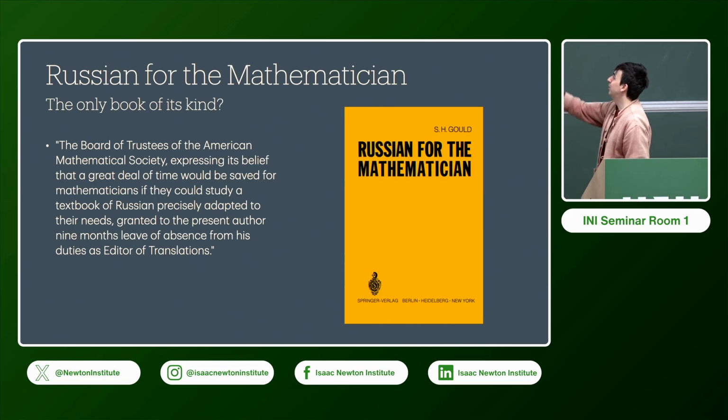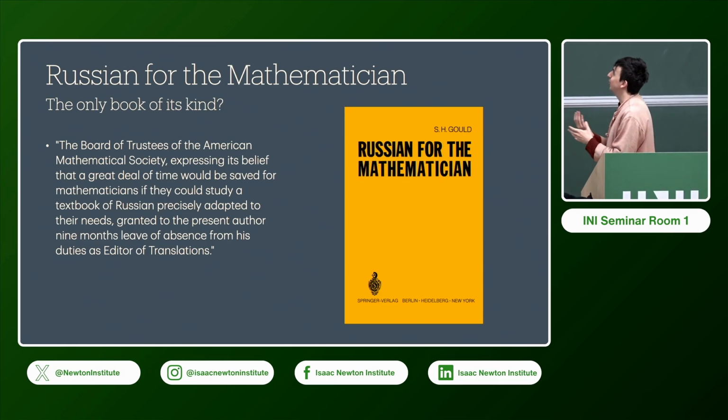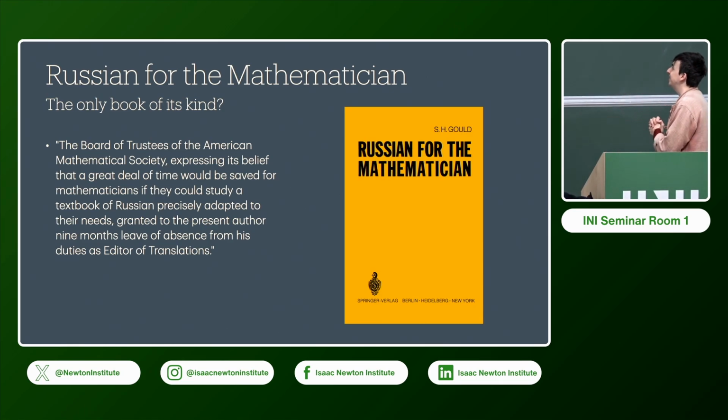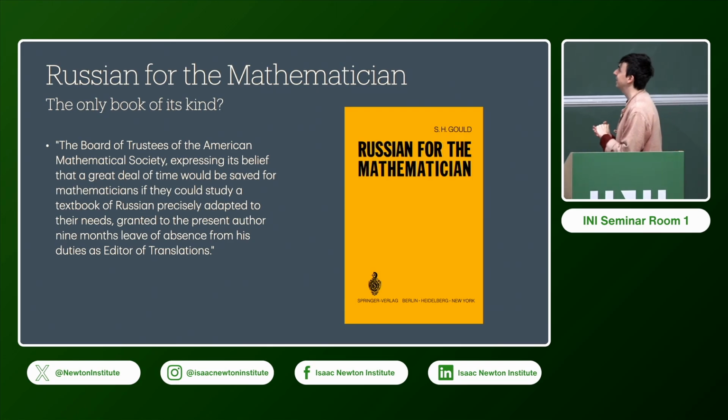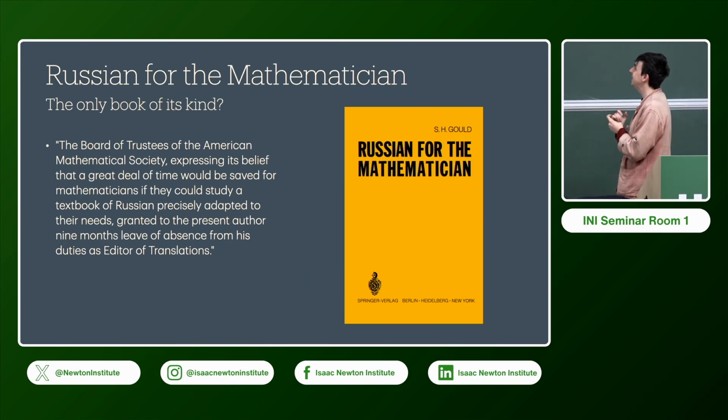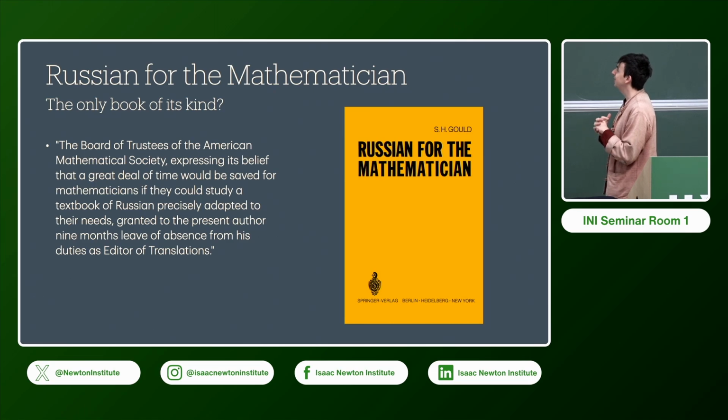The foreword starts with this fantastic thing: the Board of Trustees of the American Mathematical Society expressing its belief that a great deal of time would be saved for mathematicians if they could study a textbook of Russian precisely adapted to their needs, and granting the present author 9-month leaves of absence from his duties as editor of translations. It's not that easy to write a book in 9 months, but if someone could, wouldn't it be great if we could find some way for some people to write other books like this?